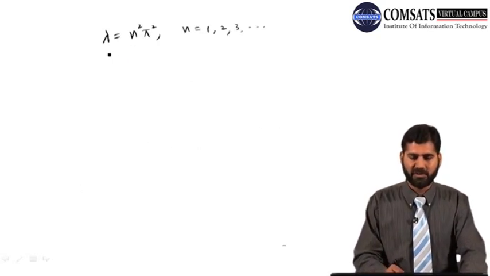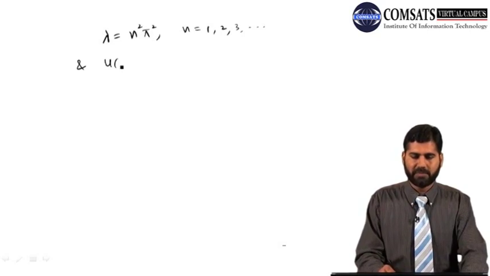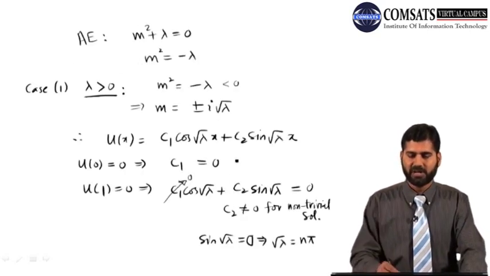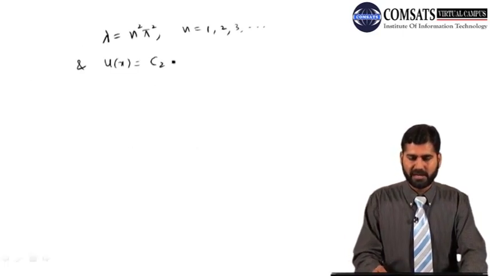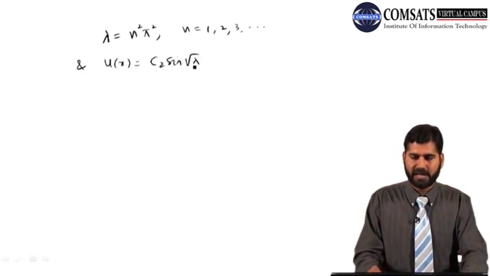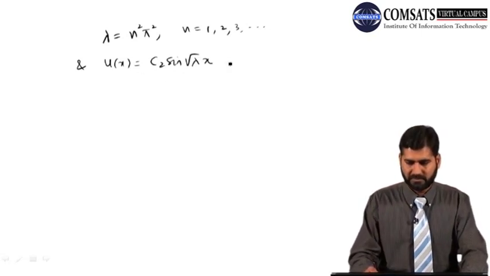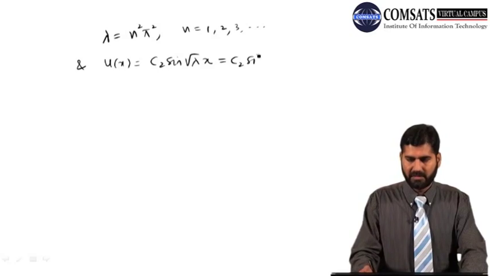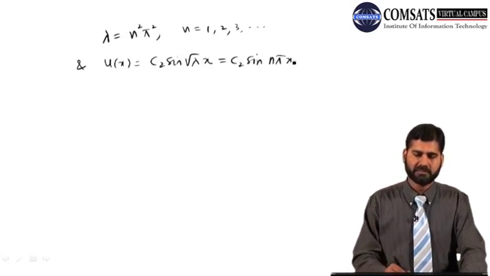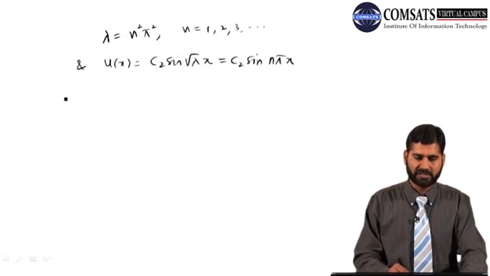Alright, so these are the eigenvalues, and u(x) will become, what is u(x)? c1 is 0 and c2 is arbitrary. So you get c2 sine square root of lambda x. And what is lambda? Square root of lambda is n pi, so u(x) is c2 sine n pi x. So these are our eigenfunctions.